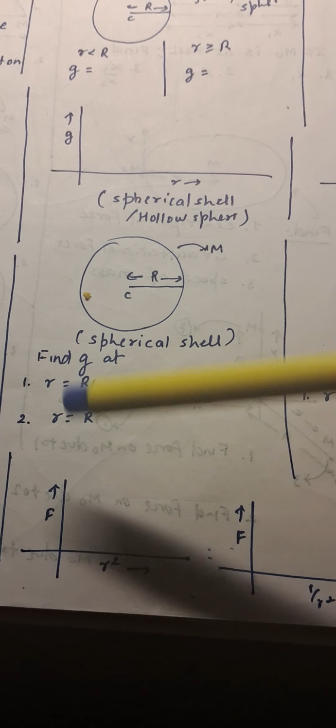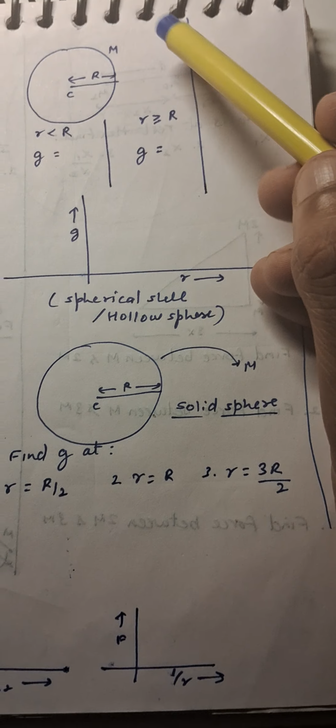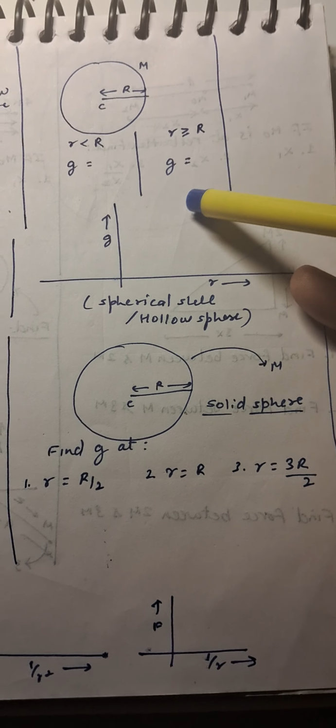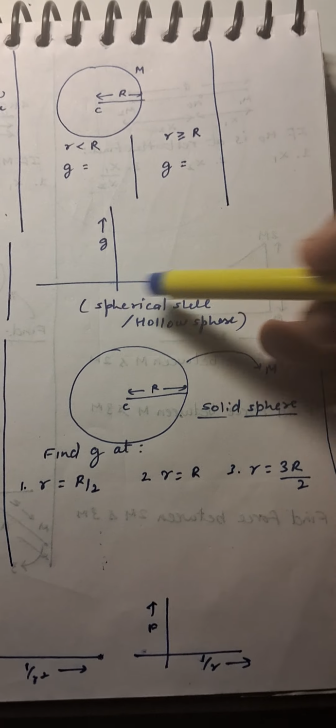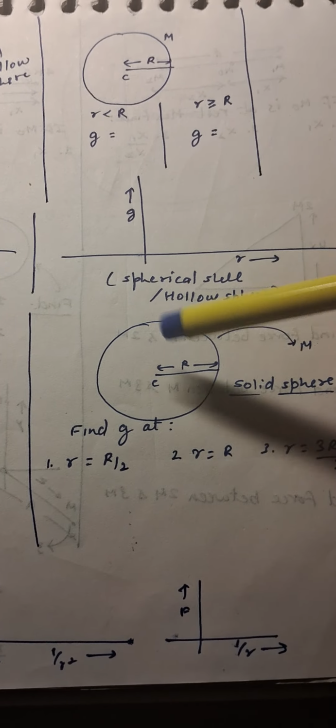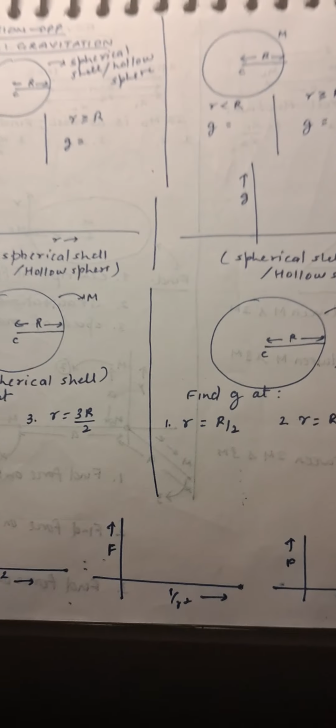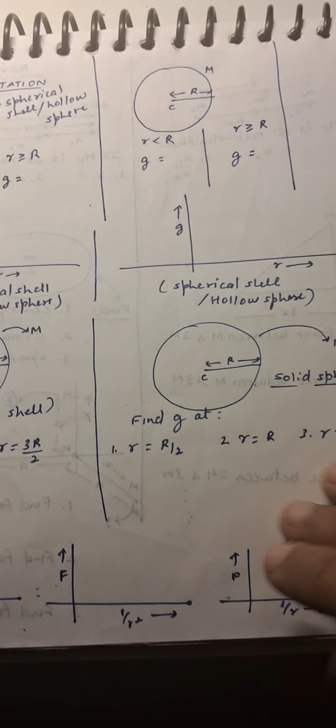Another is you need to draw the graphs between forces and various parameters over here. Then we have the same thing for a solid sphere. At an internal point, acceleration due to gravity, at an external point, acceleration due to gravity. Then you need to draw the graph, and repeat the question for a solid sphere. So this is the basic level of worksheet. Let's move ahead.